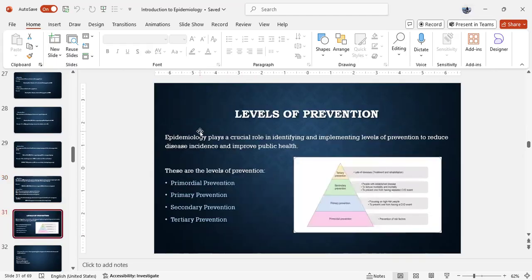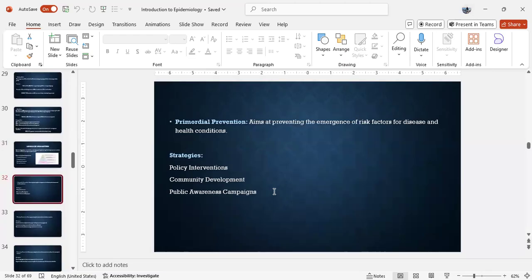Levels of prevention. Epidemiology plays a crucial role in identifying and implementing levels of prevention to reduce disease incidence and improve public health. These are the different levels of prevention: primordial prevention, primary prevention, secondary prevention, and tertiary prevention. Primordial prevention aims at preventing the emergence of risk factors for disease and health conditions. The strategies involved for primordial prevention of any disease are policy interventions, community development, and public awareness campaigns.